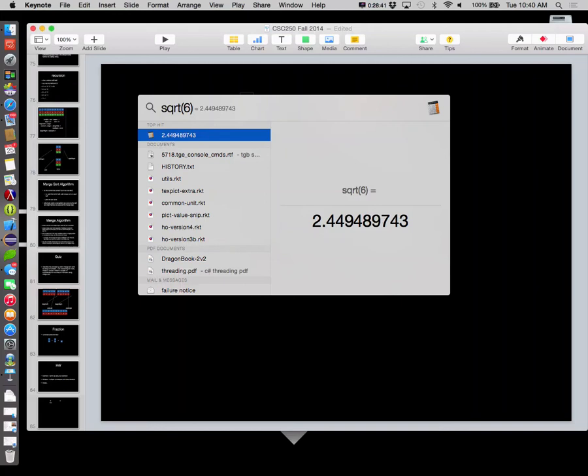Anybody have an older, not running Yosemite? Still on Mavericks? None of you are still running? Okay, anybody older than Mavericks? The lab across the hall. Yeah, I'm proud of you.